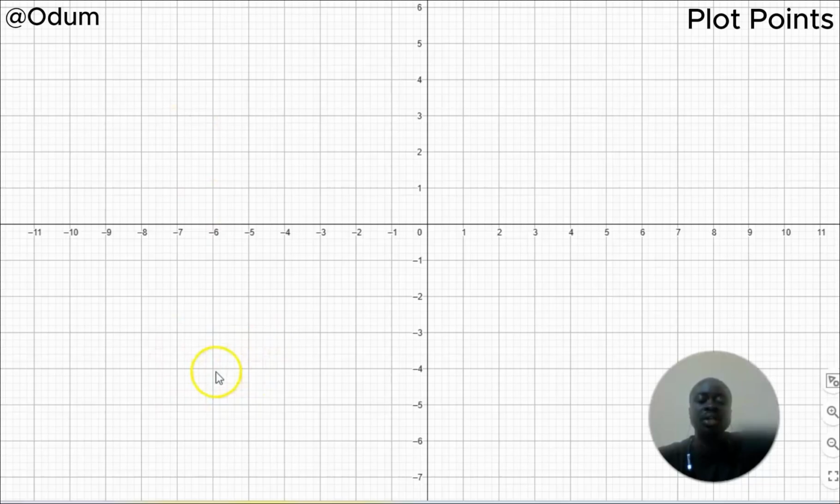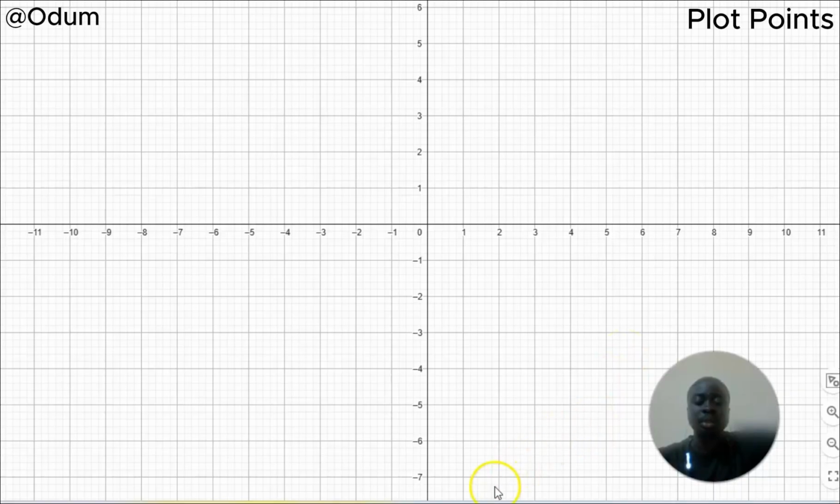When it comes to these quadrants, we have the negative x coordinate and the negative y coordinate. So anytime you have a point with a negative x and a negative y, you are expected to get the point in this quadrant. And the last quadrant is for a point with a positive x coordinate and a negative y coordinate.